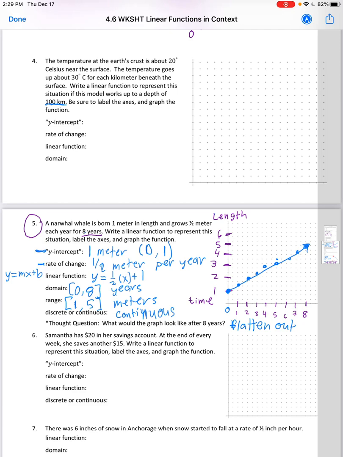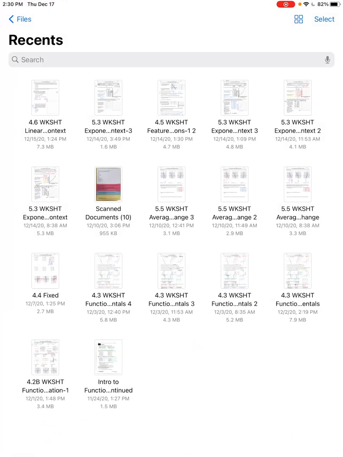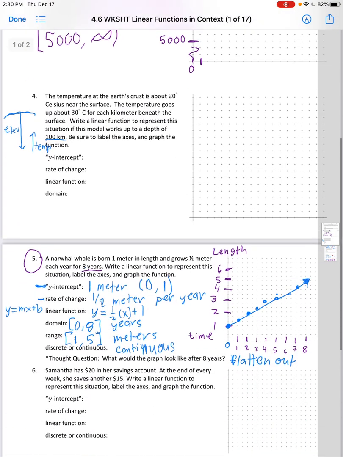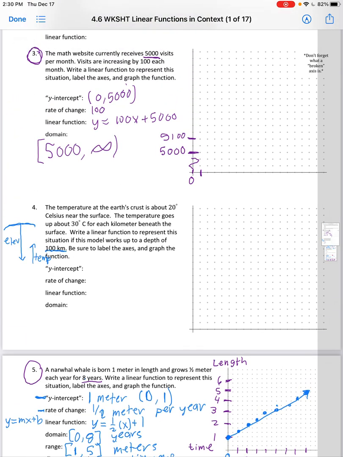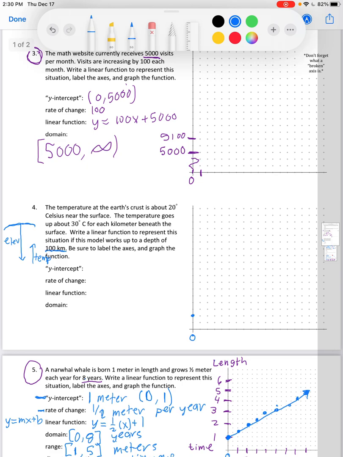All right, so here's what's happening. We're starting at the surface of the planet, and as we go down towards the core, it's going to get hotter. So as the elevation decreases, the temperature is going to increase. Okay, so we start at 20 degrees near the surface. So at 0 kilometers down, or at the surface, it is 20 degrees.